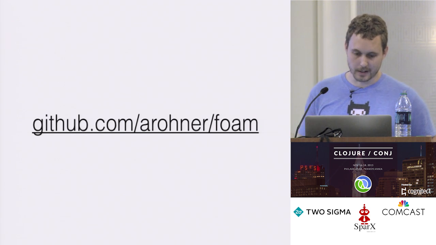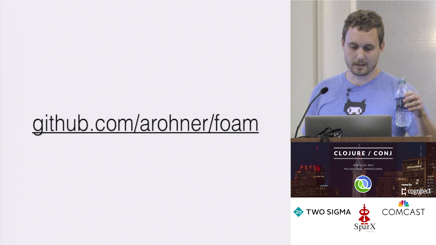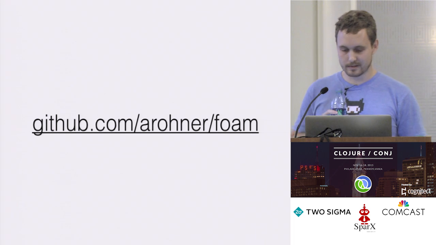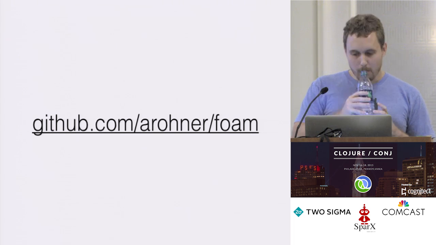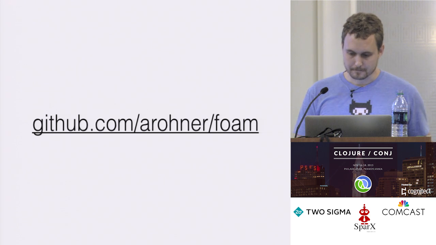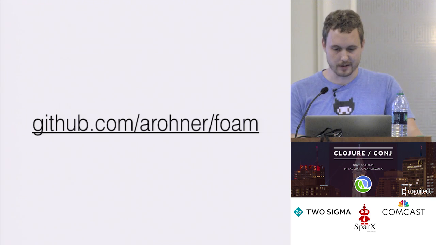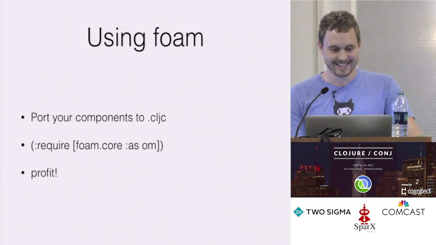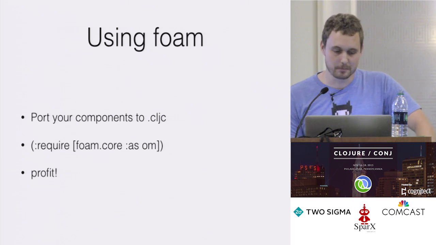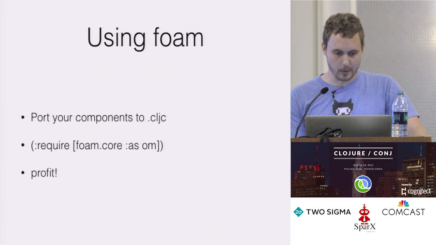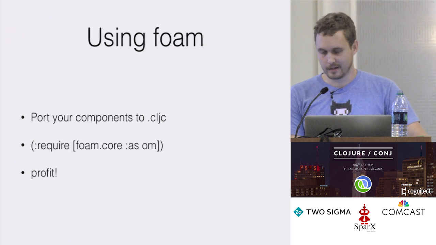So I wrote a library called Foam. I ported Om to Clojure. So I trust I don't need to explain the pun. So the way you use this, you port your components to .cljc, and then you just require foam.core as om, and profit.